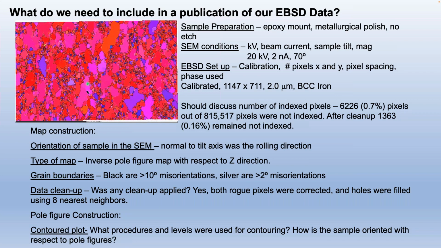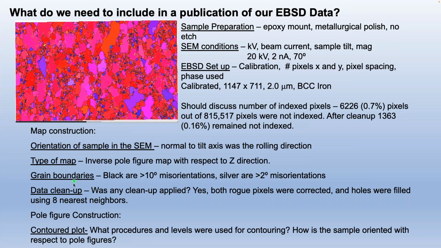What about the grain boundaries we've drawn on here? Well, the black ones are greater than 10 degrees, the silver, and they're kind of hard to see, there's a few little ones in there, are greater than 2 degree misorientations. Oftentimes that's not even mentioned. They'll see these black lines on images and it won't even be talked about what they represent.